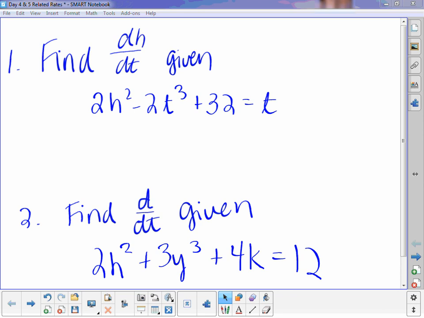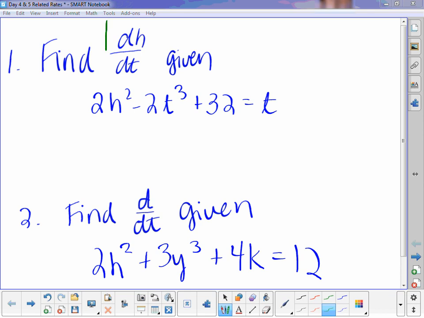So with numbers 1 and 2, what did we have to use when we did numbers 1 and 2? It's 2 words. Implicit differentiation. Remember that? So related rates requires us to do implicit differentiation a ton. So you cannot forget about that, that's our warm-up equipment.